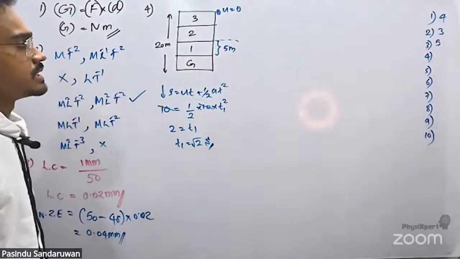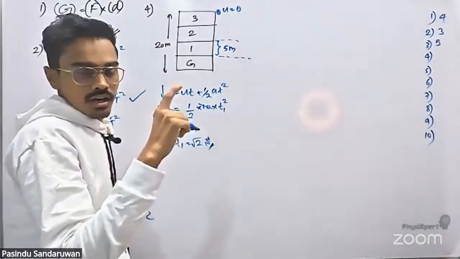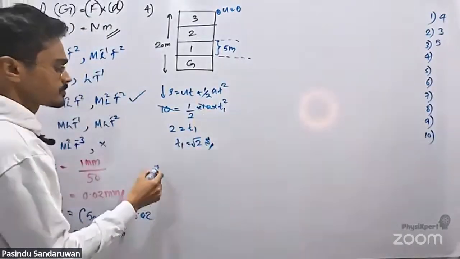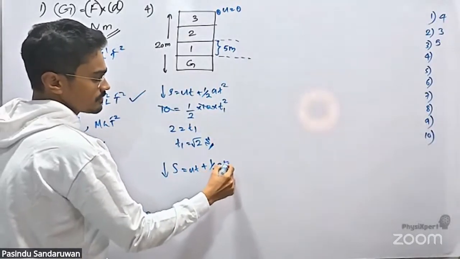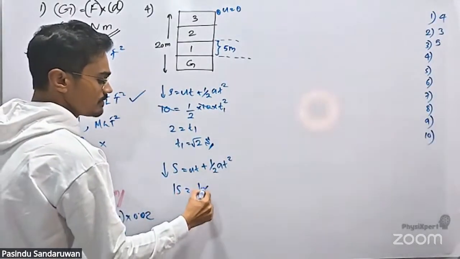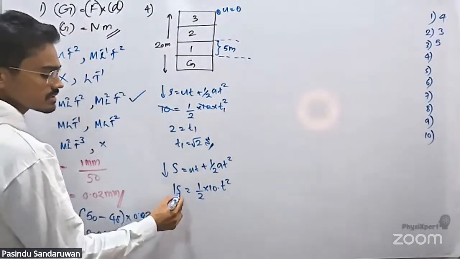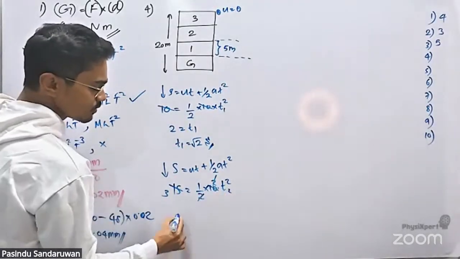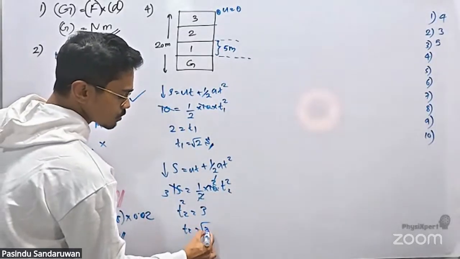And then if I apply another equation up to this point, we will get the total time until it finishes passing the first floor. Downwards, S equals ut plus half a t squared. S will be 15. 15 equals half times 10 times t squared. By 5 this cancels. 5 times 3, 5 times 2. 2 to 2 cancels. Let's say this is t2. t2 squared equals 3. t2 equals root 3 seconds.